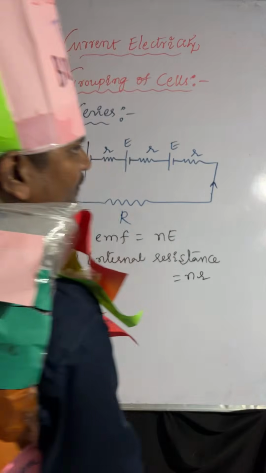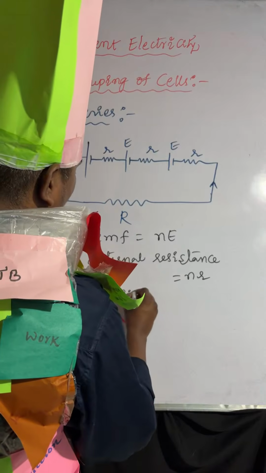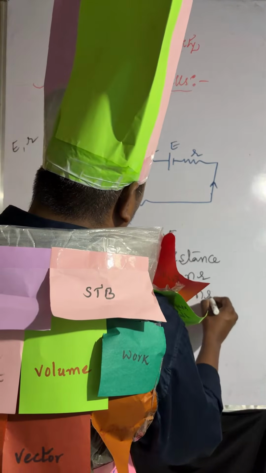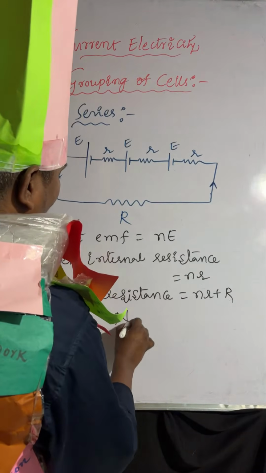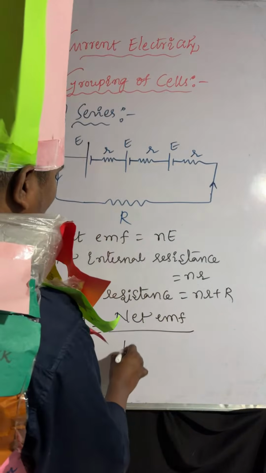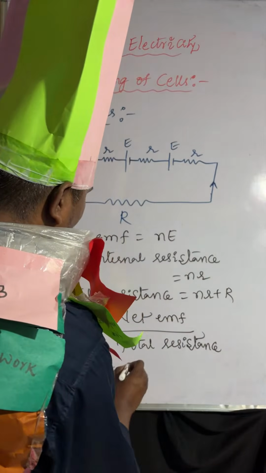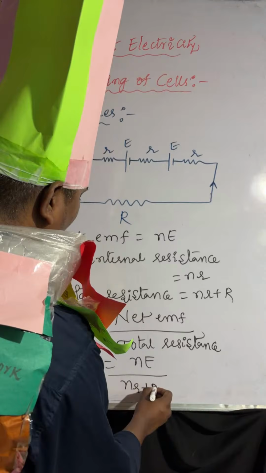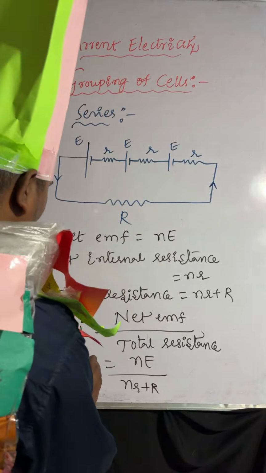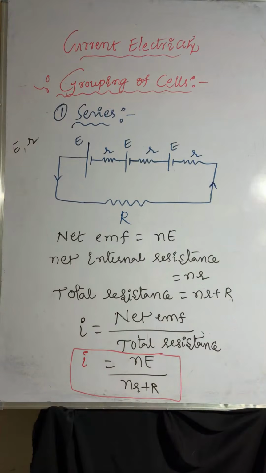Now total resistance equal to nr plus capital R, where this is the external resistance R. So I equal to net EMF by total resistance, that is nothing but nE by nr plus R. So that is I. This is about cells connected in series combination. Next, cells are connected in parallel combination.